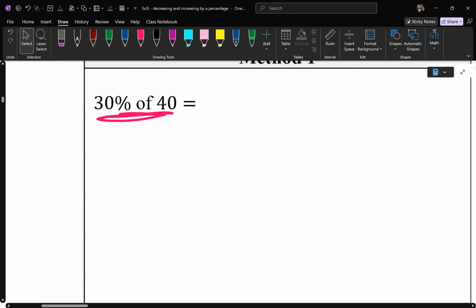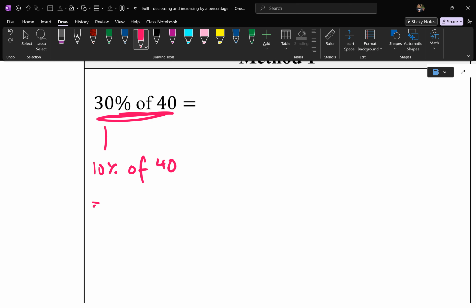30% of 40 is easiest to find. Find 10% of 40 first. What is 10% of 40? Let's go with Charlotte. 10% of 40. Very good. It's just dividing by 10. 10% means divide by 10. So 40 divided by 10 is 4.